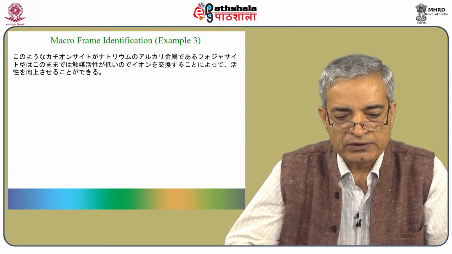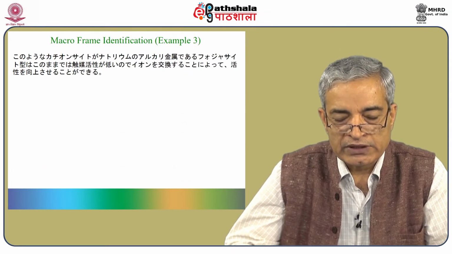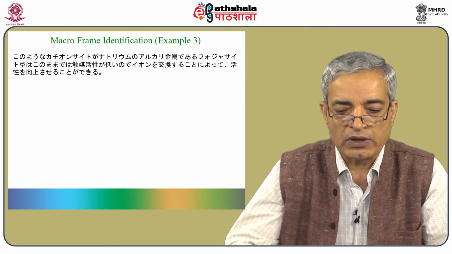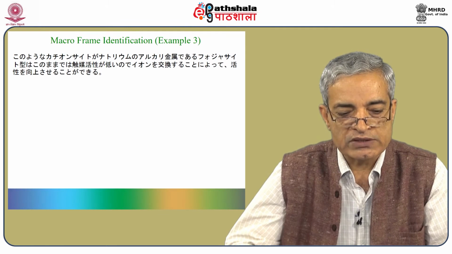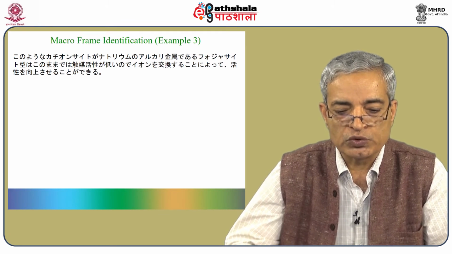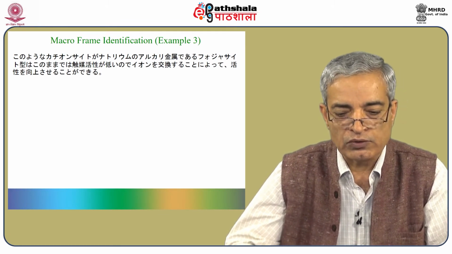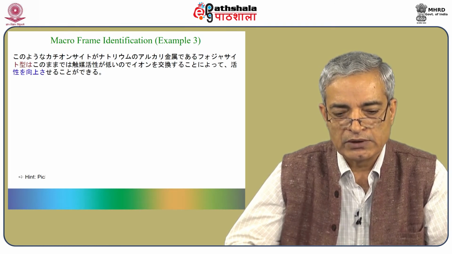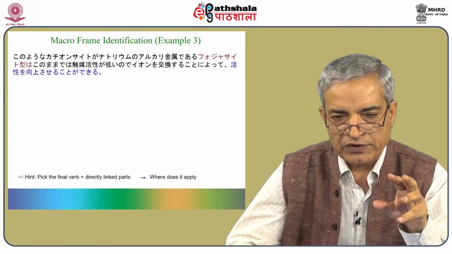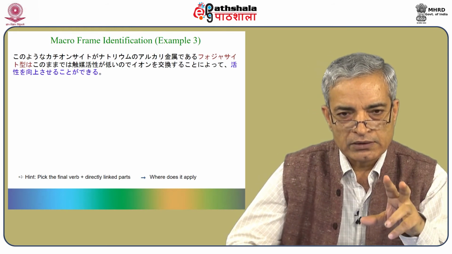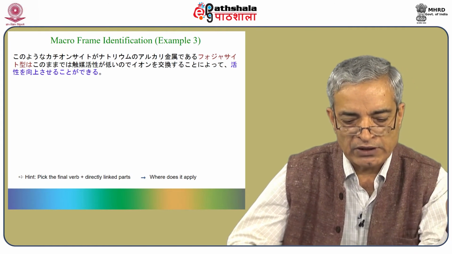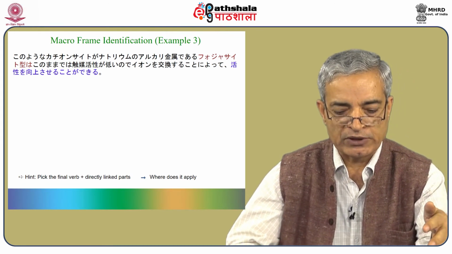Let's see another example, and the example is same as the previous one. Kono yo na kachion sait ga natorium no arukari kinzoku de aru foja sait gatawa kono mama deba shokubai kasse ga hikui no de ion o koukan suru koto ni yotte kasse o koujo saseru koto ga dekiru. We have done 5W1H on this earlier. Now we are doing frame. So try to keep that learning aside for the time being and focus on frame capturing in this particular case.